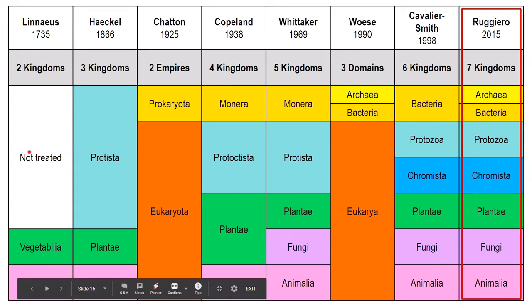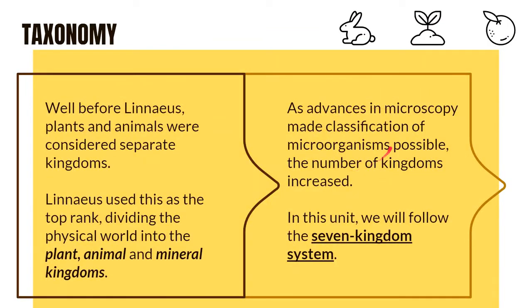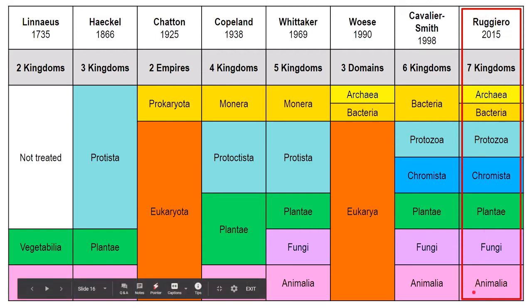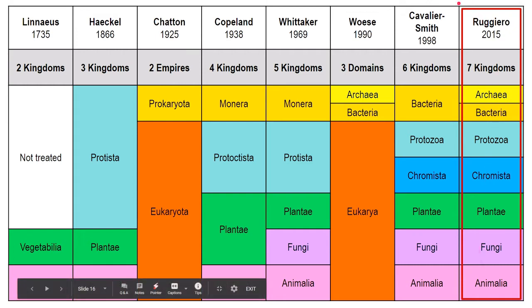So as you can see, this is what I've mentioned here. As we discover more and more about organisms, our understanding of their classification also evolved over time. So who knows, maybe in the future we will have another kingdom system, possibly more complicated than this. We do not know. So that's why we need to study organisms, so that we will understand them more and classify them better. So again, for this unit, what we will follow will be the seven kingdom system.